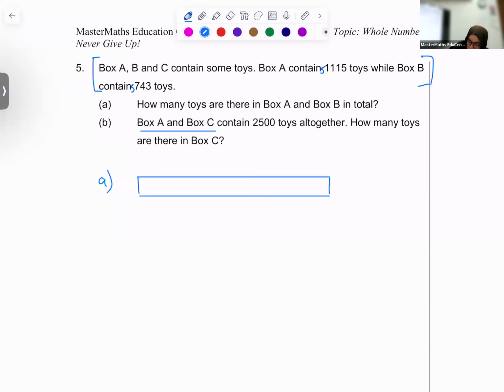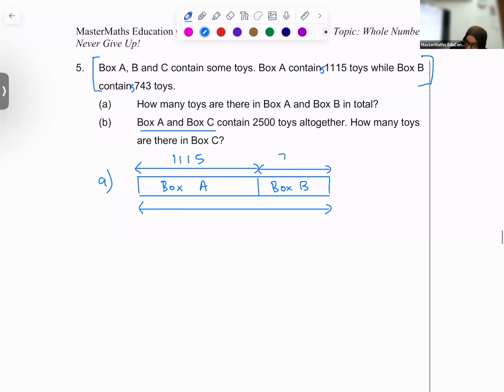Because we are interested in knowing what A and B have all together. We can call this one box A and this one box B. How come box B is so small? Because box A has 1,115 toys and box B has 743 toys. So we want to know how many they have all together. So how do we find out?